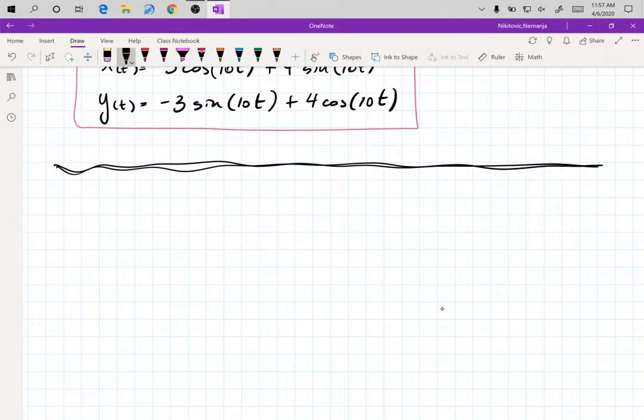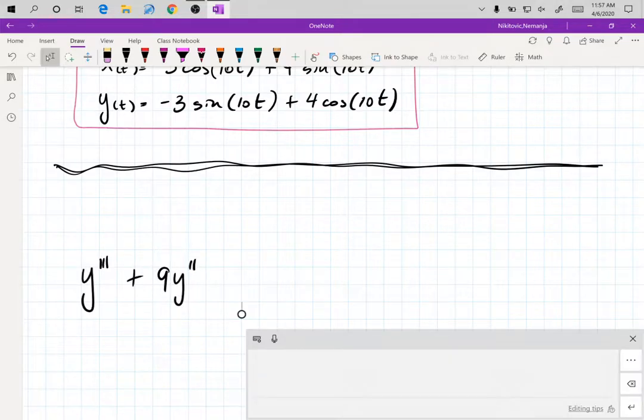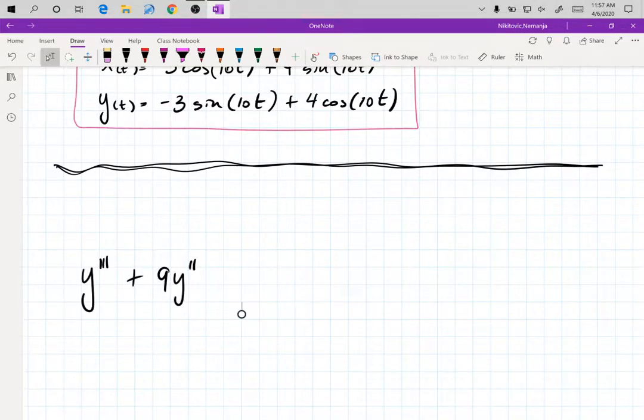So let's say you have y triple prime plus 9y double prime. Actually, let me add some title above. So we're still going to have the same problem. I just want to leave some space for the title. Converting into a system.